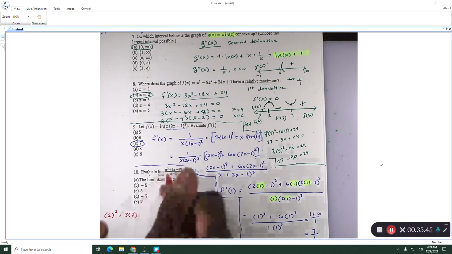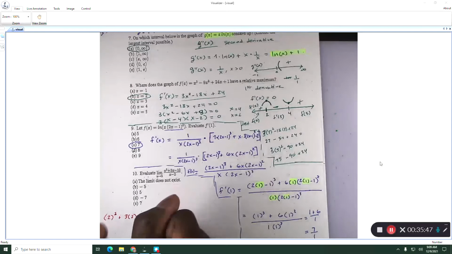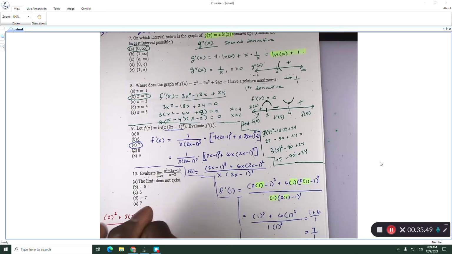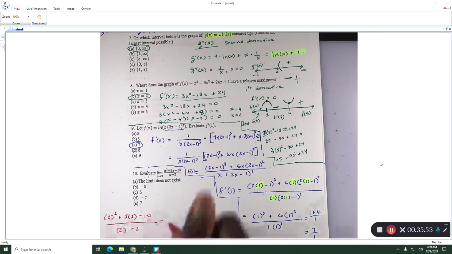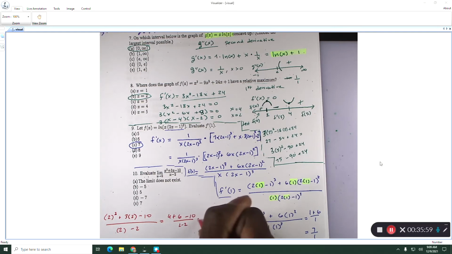So to evaluate this limit, I'm going to plug in 2 for x, and I get 4 plus 6 minus 10 over 2 minus 2, which is just 0 over 0. Oh, man. Well, I knew that. But this lets me know that it's not that it doesn't exist. It's just I have to approach it differently.